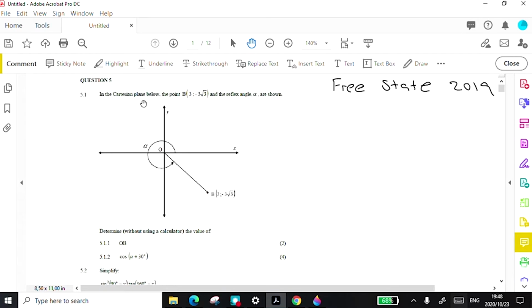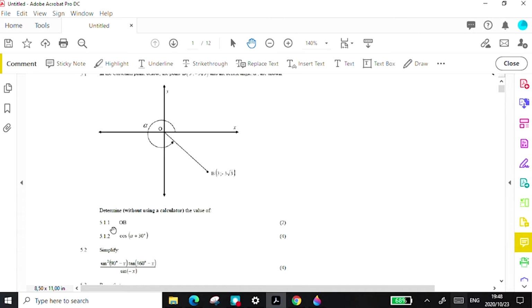We have a Cartesian plane with B located at the point where x is 3, y is minus 3 square root 3. We are required to find, without using a calculator, the value of OB. So for 5.1.1, we want to find OB.